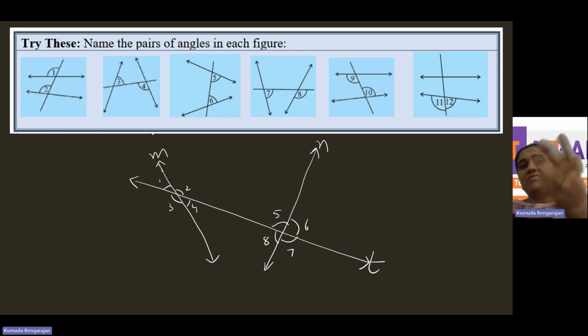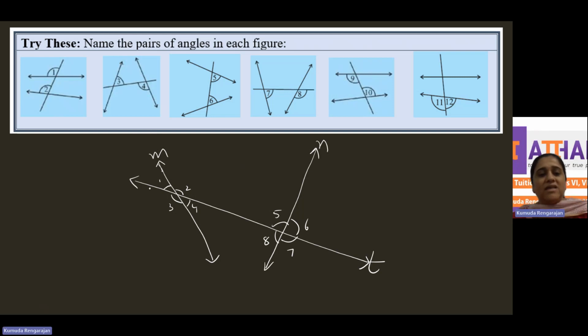Corresponding angles should lie on the same side of the transversal. So here it should lie above or below the transversal. Both the angles must be above the transversal or both must be below the transversal. 3 and 8 are corresponding. Here, since the transversal is like this, it is above and below. If the transversal is like this, then the same side will be the right side or left side of the transversal. If the transversal is sleeping like this, then the same side will be above the transversal or below the transversal.